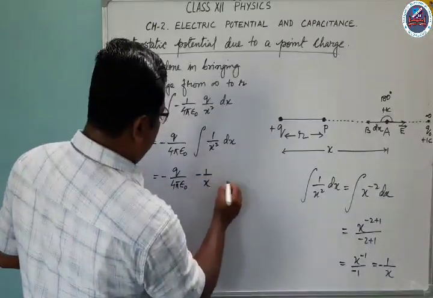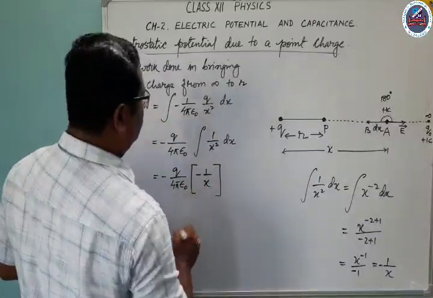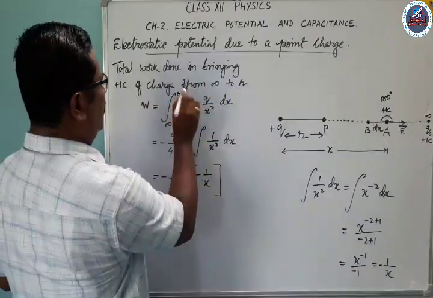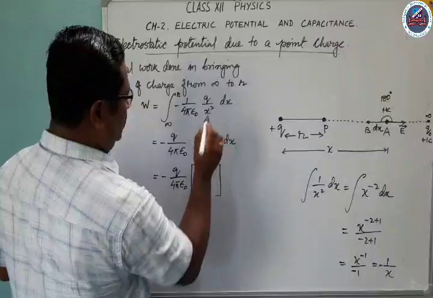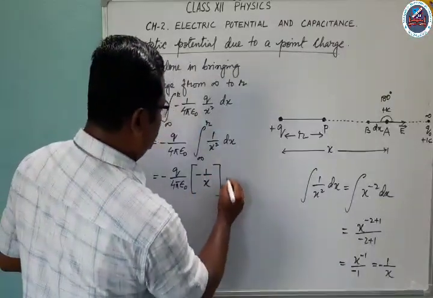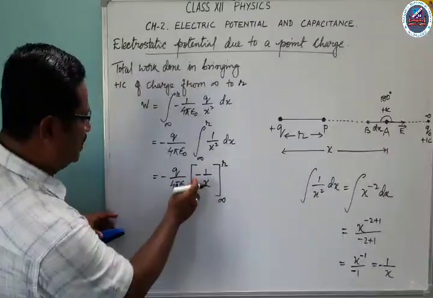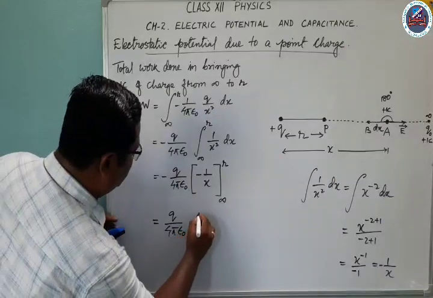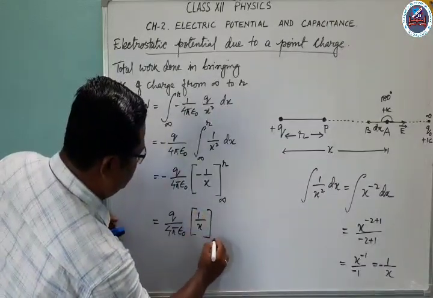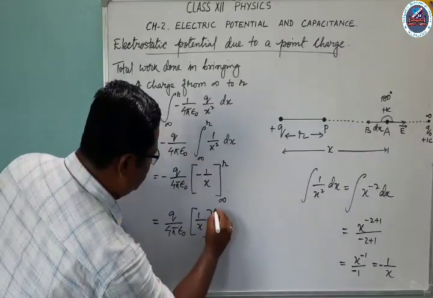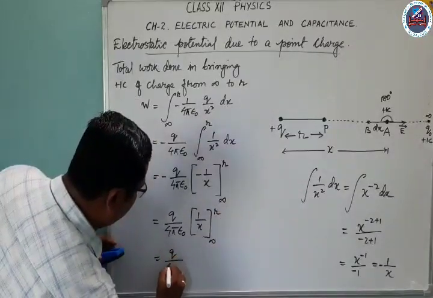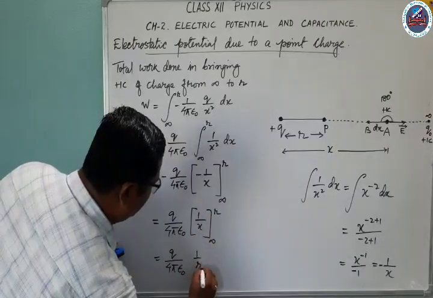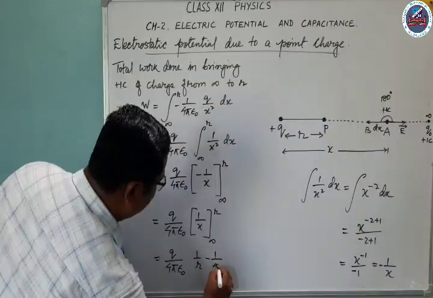So we can write this as Q divided by 4 pi epsilon naught, minus 1 by x. And what are our limits? That also you will have to see. From infinity to r, here also from infinity to r. Then put the limits. This minus into minus will become plus Q by 4 pi epsilon naught, 1 by x within the limits infinity to r. This one you can write as Q by 4 pi epsilon naught. First put the upper limit, 1 by r, minus put the lower limit, 1 by infinity.